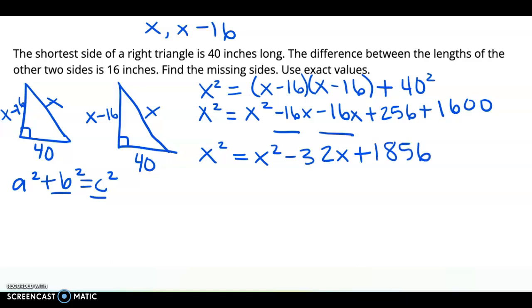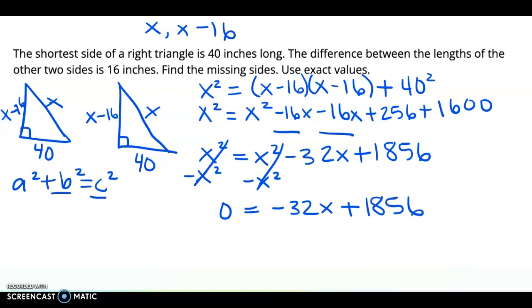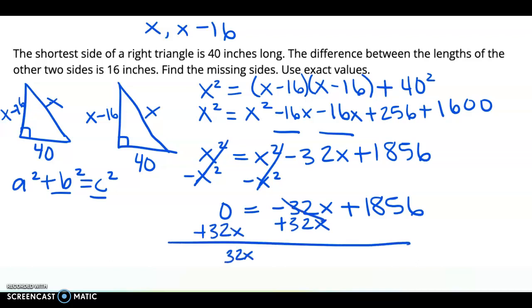Okay, so we've got everything simplified. Now we just need to solve. So first, I love when this happens. We can just subtract the x squared from each side and those cancel. So now we just have 0 equals negative 32x plus 1856. We will add the 32x because we want to get the variable term on the other side. Those cancel, so I have 32x equals 1856.